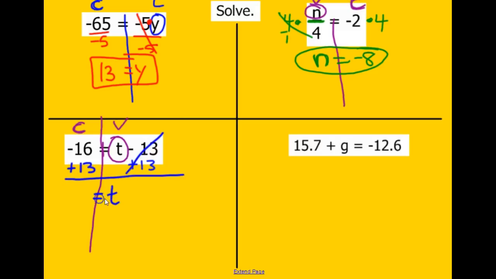We have t equals, now -16 plus 13, different sign subtract, 16 minus 13 will give us 3, but there's more negatives. If you want, just plug it in your calculator.